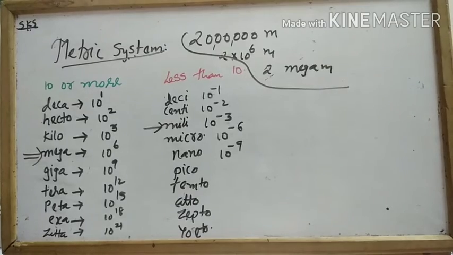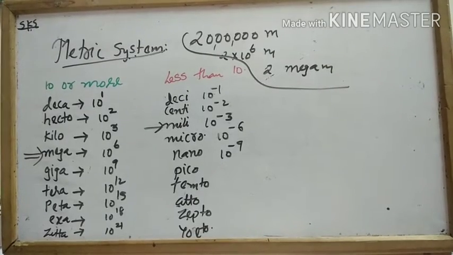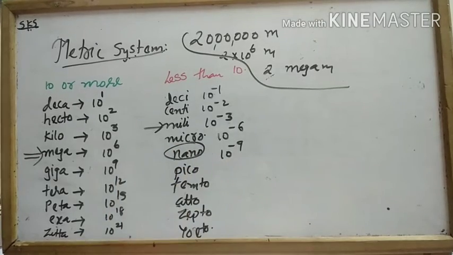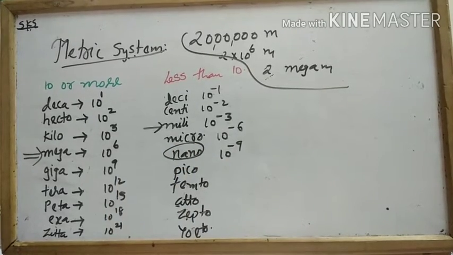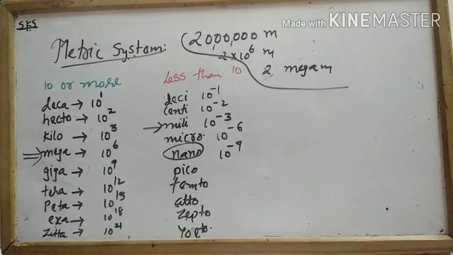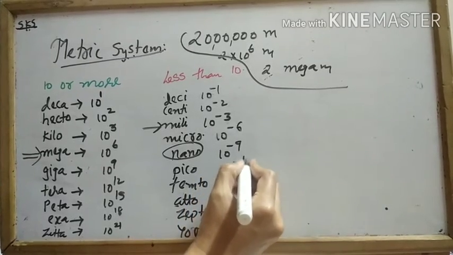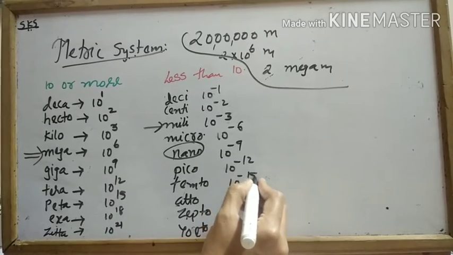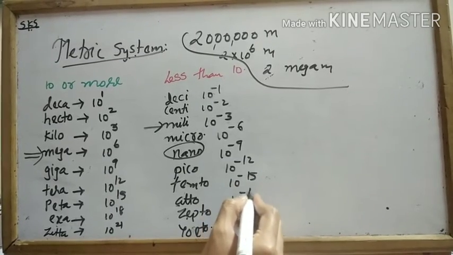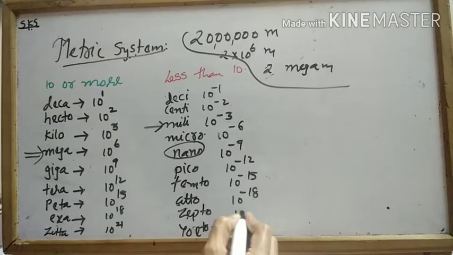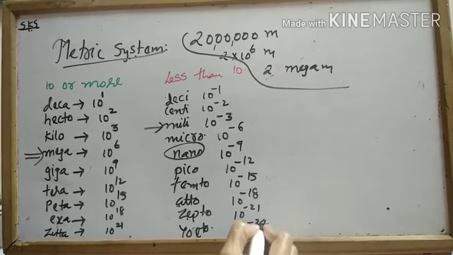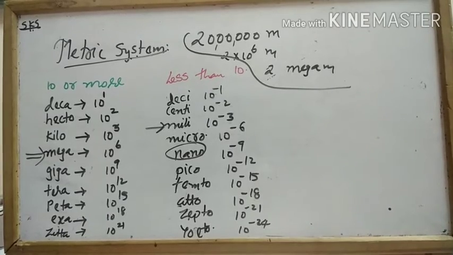It is 0.000000001 meters. It is called nano. Of course, the nanocar was not this size, but it was smaller in size. It was named as nanocar. Picometer measures up to 10 raised to negative 12. Femtometer measures up to 10 raised to negative 15. Atto measures 10 raised to negative 18. Zepto will measure 10 raised to negative 21. And yocto will measure 10 raised to negative 24.